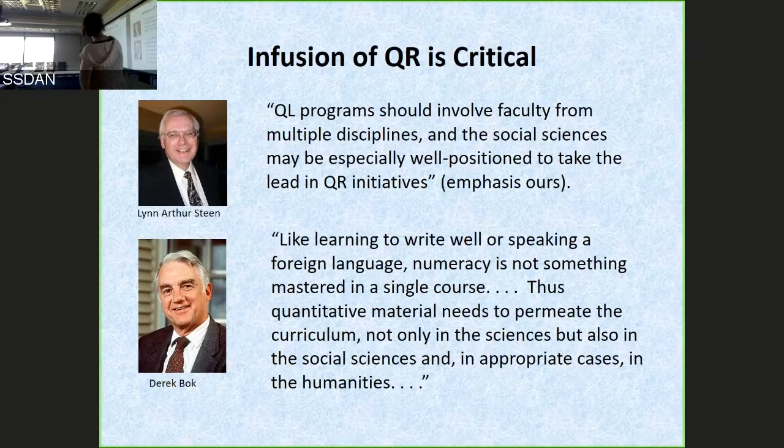I think the reason the social sciences are so well positioned to take the lead is we have numbers and we have context. And we want to improve our students' critical thinking skills. So it's just a really ideal context for teaching QR.